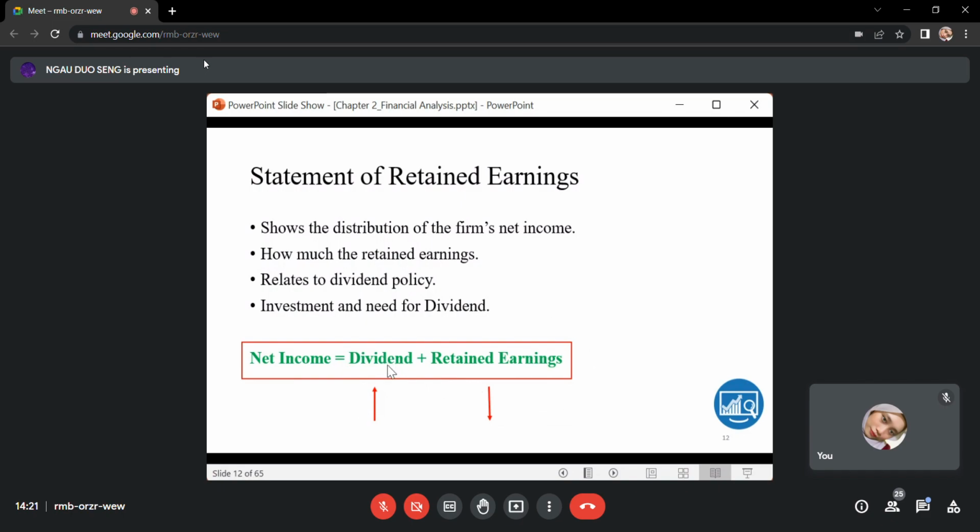Okay, so they cannot both be high, right? Because it is plus here. If you ask me, can the company balance it? So 50% dividend, 50% retained earning. Can also, no problem. It depends on the CEO's decision, whether how much they want to pay the dividend to shareholders.